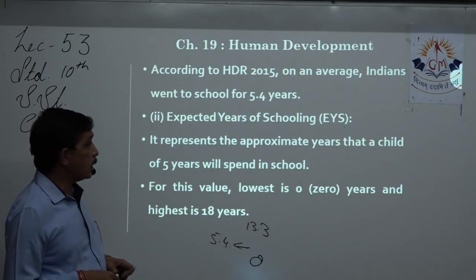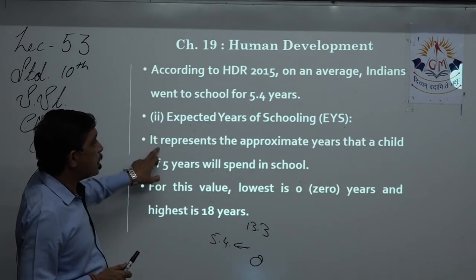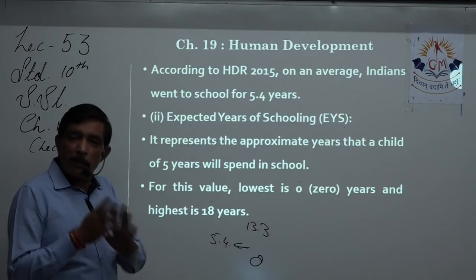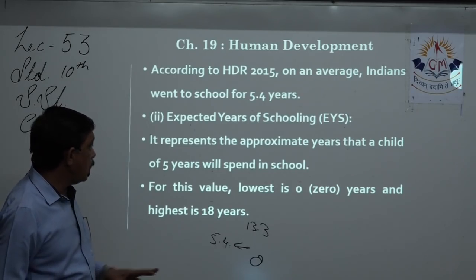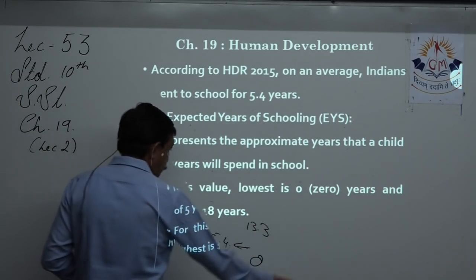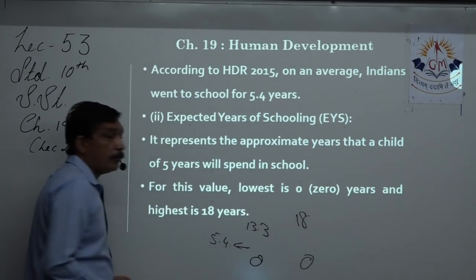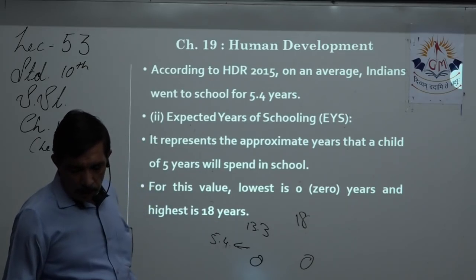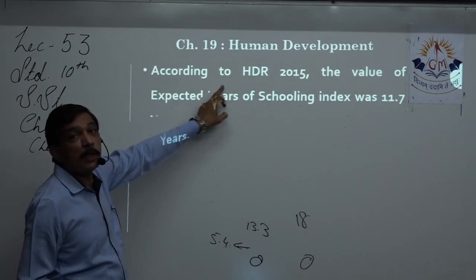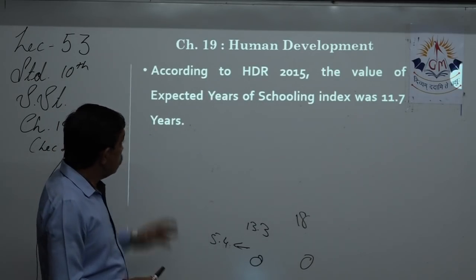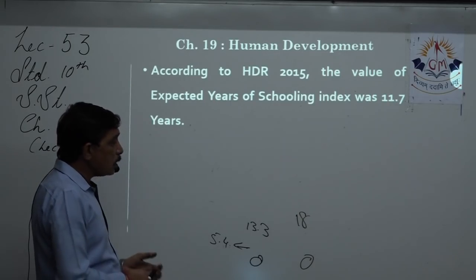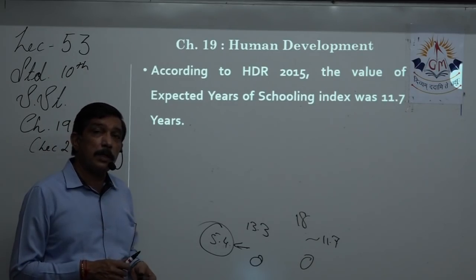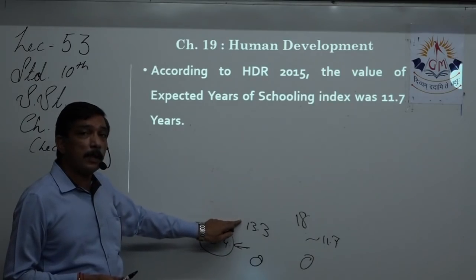Expected years of schooling, EYS. First we learnt MYS, now EYS. It represents the approximate years that a child of 5 years will spend in school. 5 year mein first standard mein aa jata hai, uske baad kitna, right? For this, the lowest value is again zero and the highest is 18. 5 plus 18, it becomes 23, right? So 18 years is considered maximum according to HDR 2015. The report said the value of EYS for India was 11.7. It's quite good, 11.7, but here we need to improve the total number of years spent in school, because the highest is 13.3.